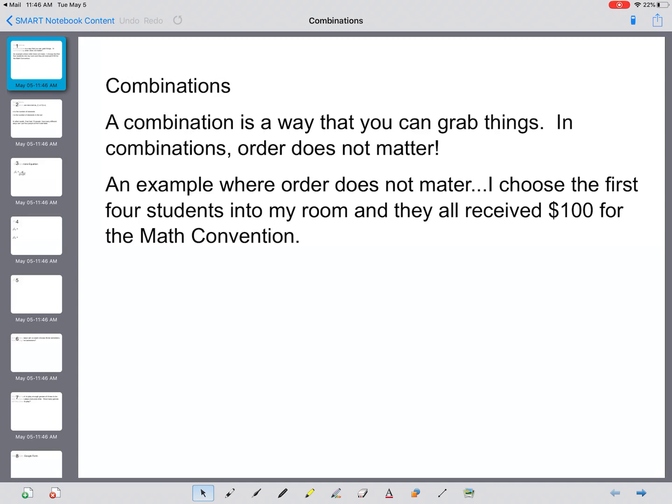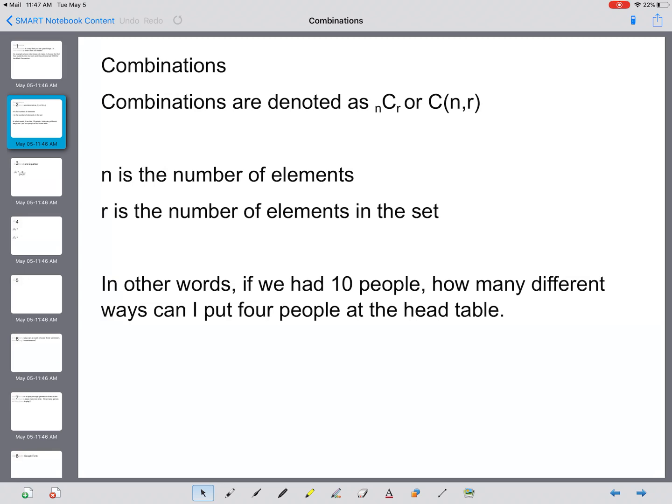Combinations. Now combinations takes permutations a step further. Permutations, order matters. Combinations, order does not matter. Example where order doesn't matter: I choose the first 4 students into my room. I'm gonna give them $100 for the math convention. I know everybody's super excited to be running there.